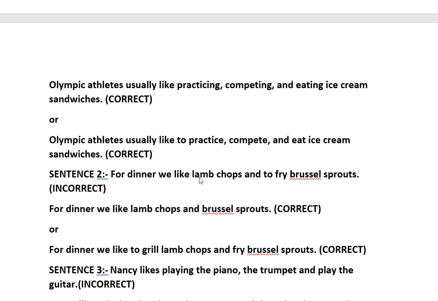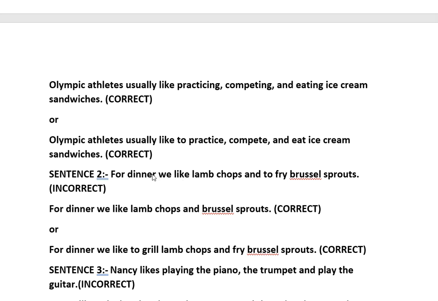See, lamb chops. What is it? Lamb chops is a noun. Fine. Hope you have understood this. Brussels sprouts. This is also a noun. Fine. And to fry. What is it? Verb. So we cannot use this structure. It becomes quite erroneous. Fine. Now the correct form can be for dinner we like lamb chops and Brussels sprouts. Simple as that. Or we can also use for dinner we like to grill lamb chops and fry Brussels sprouts.